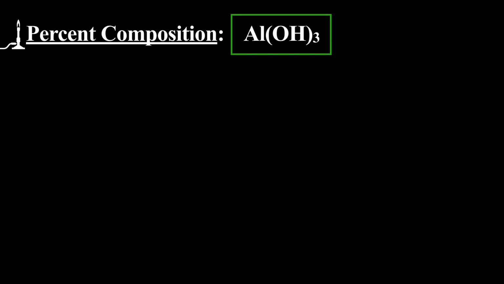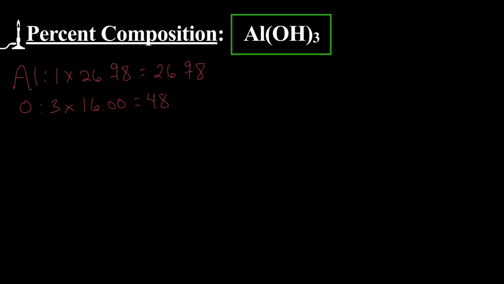All right, let's try aluminum hydroxide. Again, we're going to start out by getting the formula weight. So aluminum, I only have 1. 1 times 26.98. Again, the 26.98 comes right from the periodic table, is equal to 26.98. Oxygen, I have 3 because the 3 distributes in. So 3 times 16.00, which is 48.00. Hydrogen, I have 3 because of the 3 on the outside of the parentheses. 3 times 1.01 is equal to 3.03. Add them together, 78.01 grams per mole.